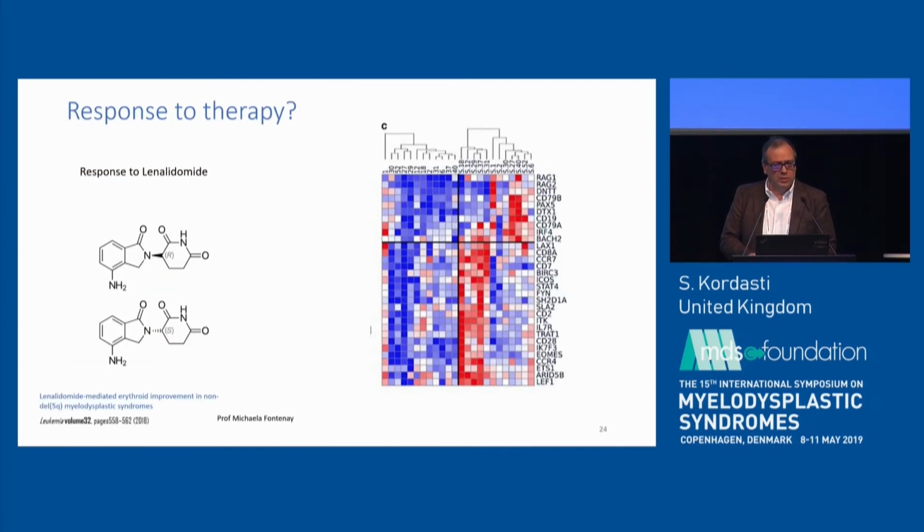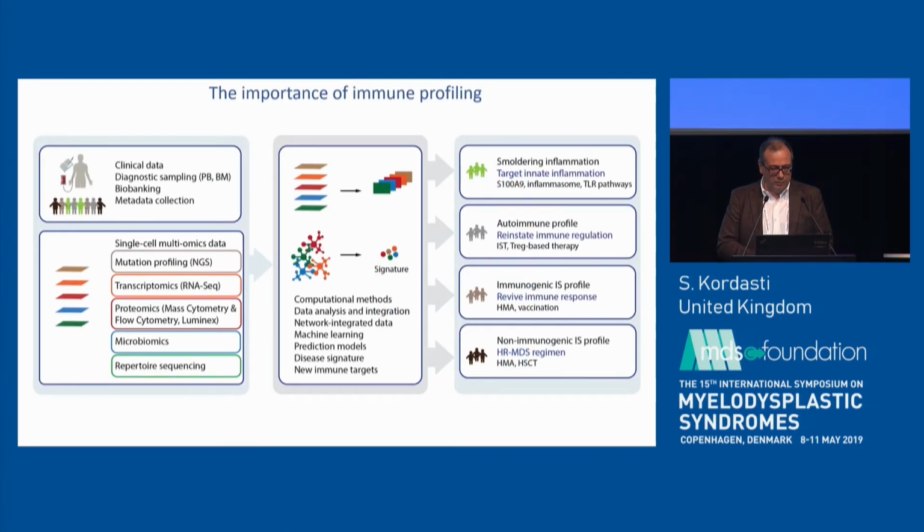Can you use this to see whether a patient responds? This is work done by Michaela Fontenay from France, who has shown that one of the signatures of response to lenalidomide, for instance, is that BAC2 comes back. So if you have BAC2, indirectly you can show that this inflammation is gone, and therefore the patient has better hematopoiesis. So what it highlights is that one factor or one type of cells cannot induce MDS.